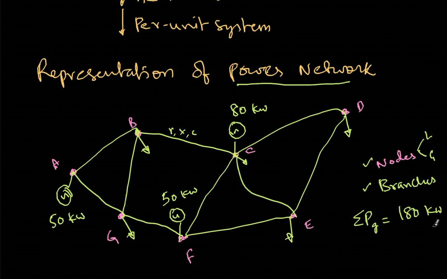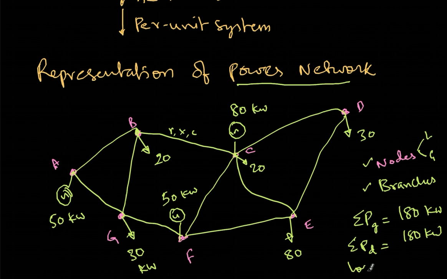So again, kilowatt is just a unit I'm using. You can use megawatts, you can use any other unit also for that. Then the loads could be something like maybe 20 kilowatts here, 20 kilowatts here, 30 kilowatts here, and then 80 kilowatts here. So 20 plus 20 plus 30 plus 80, and then I think this should be 30 kilowatts. Not worrying about the losses, if you assume that there are no losses, then total demand is also 180 kilowatts.